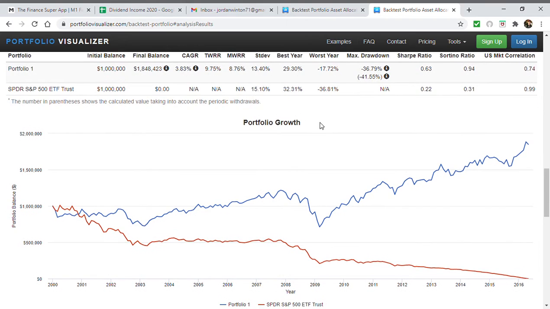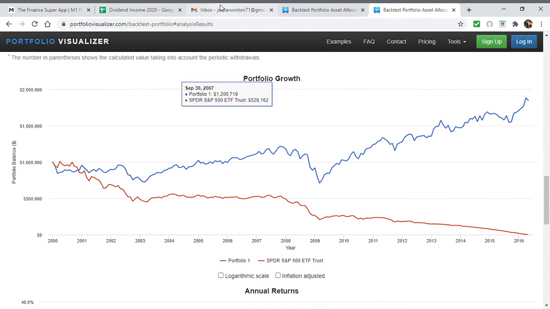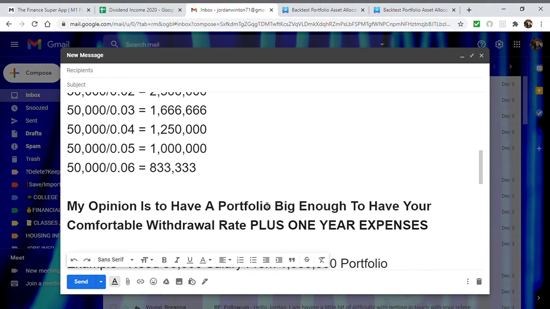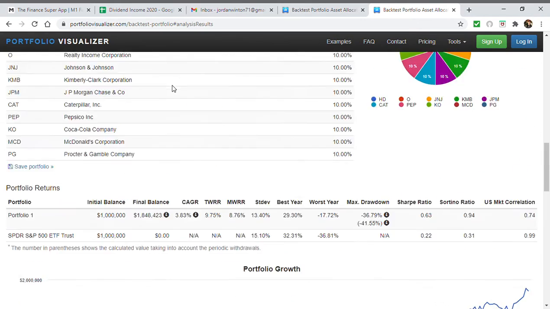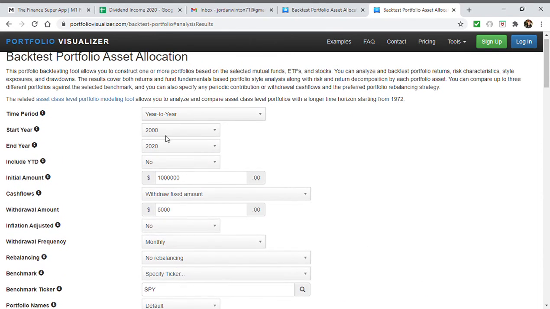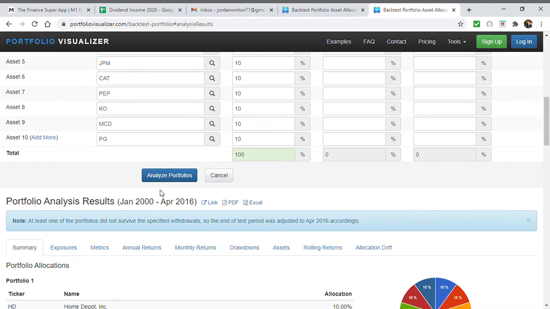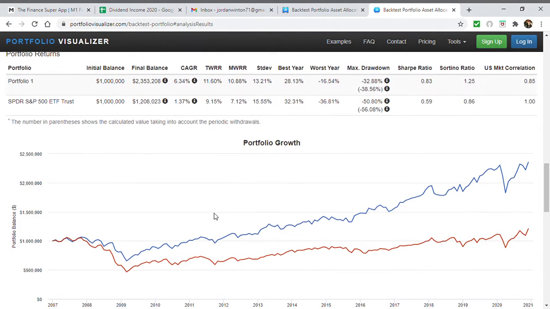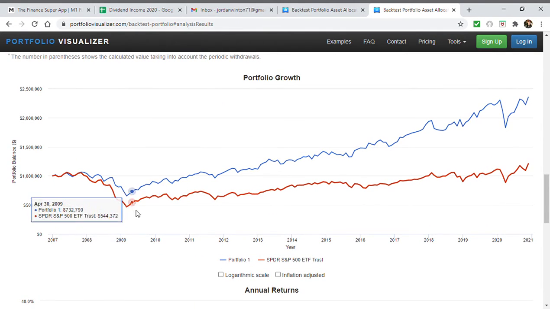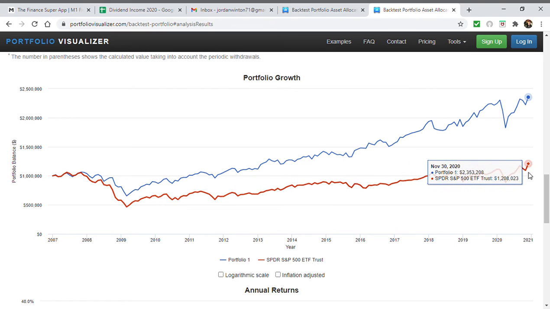This is why it is so important to do what I'm recommending here in my email. My opinion is to have a portfolio big enough to have your comfortable withdrawal rate plus 1 year expenses. During this downturn, let's go back to 2008, 2009. Let's go ahead and start this portfolio. So let's say 2007, okay? If you're withdrawing out of the S&P 500 in 2007, you would have barely recovered over the course of these 13 years. All right, you would have been right about where you started.